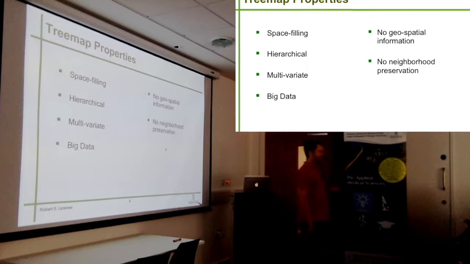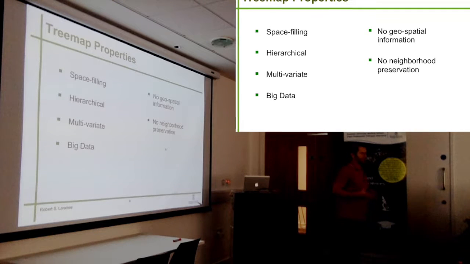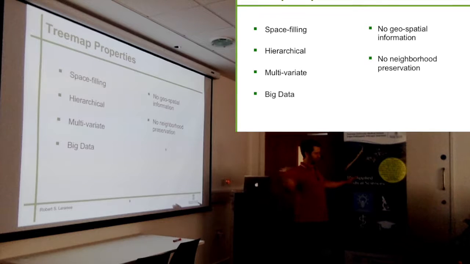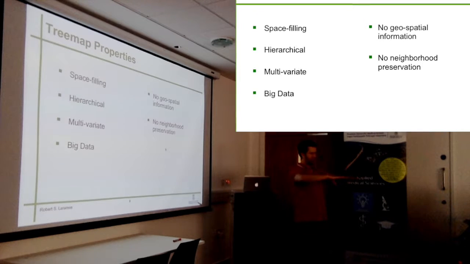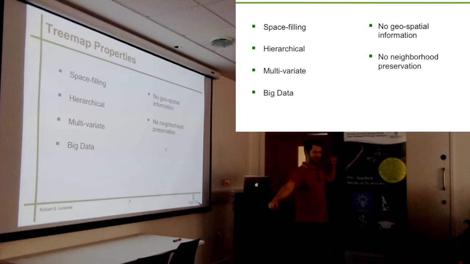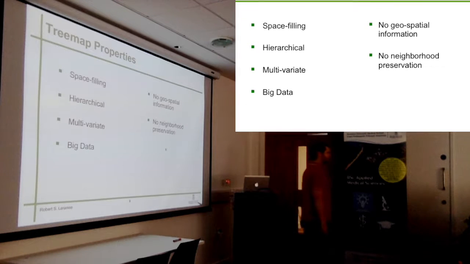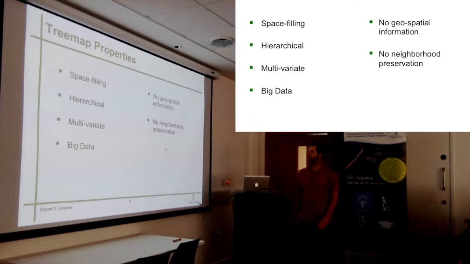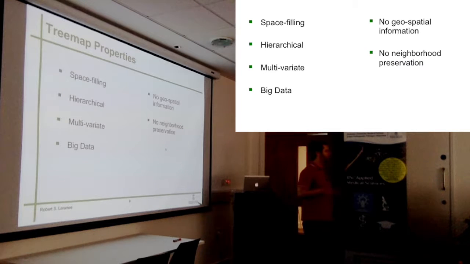There's no geospace encoded though, so I can't tell where things are happening. If there's some relationship to the real world, like people somewhere in Wales, for example, I can't tell anything about the geospace. And there's no neighborhood preservation. That means I can't tell who my neighbors are in the real world, so to speak.